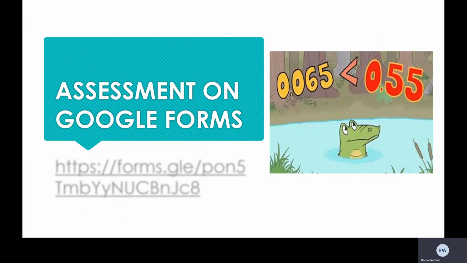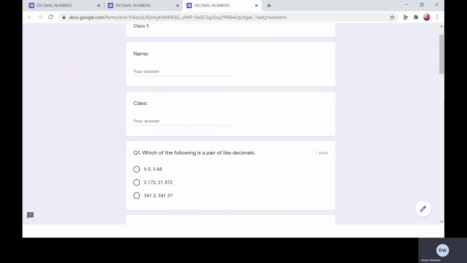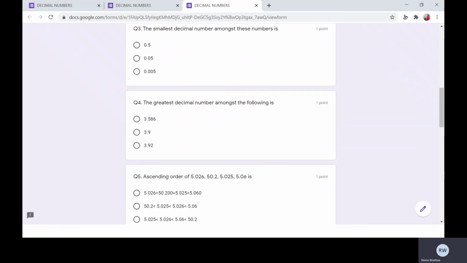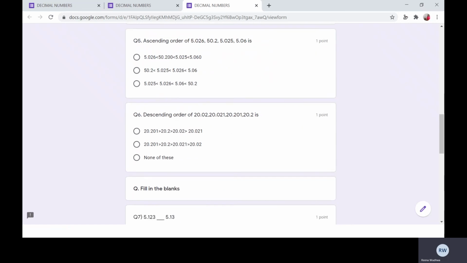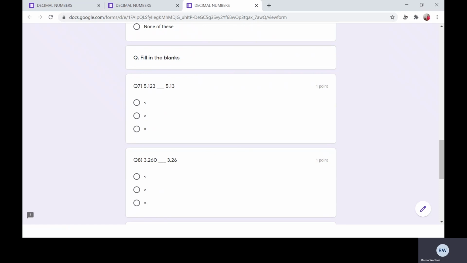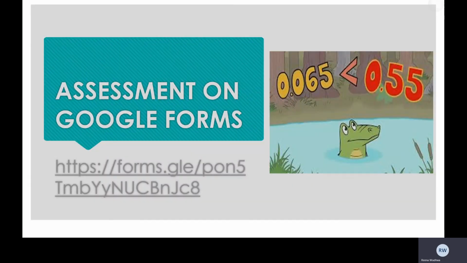Here is an assessment on Google Forms. Look at this. Which of the following is a pair of like decimals? We convert them into like decimals. Smallest decimal number, greatest decimal number. It is in the form of a quiz, ascending, descending. Fill in the blanks by selecting the right option, greater than, less than, or equal to. And then we submit.